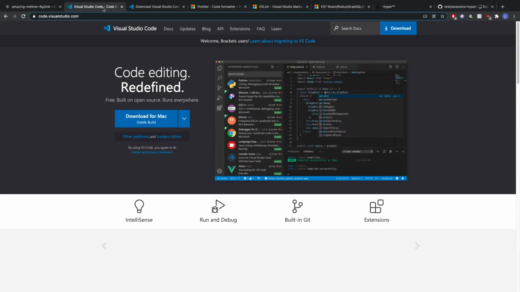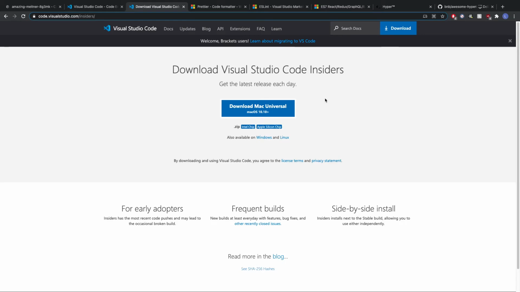So here is the normal VS Code. This is what a lot of people will use. However, I actually use Visual Studio Code Insiders, which is really flying it close to the sun, because these are where all the nightly builds get pushed out. It even says it right here on the page, for early adopters. So anything that gets changed, you guys are the front row to all of that, whether it's good or bad.